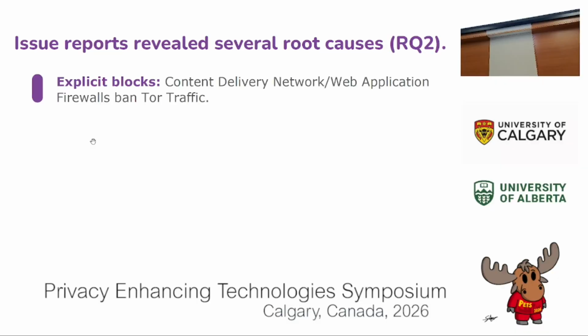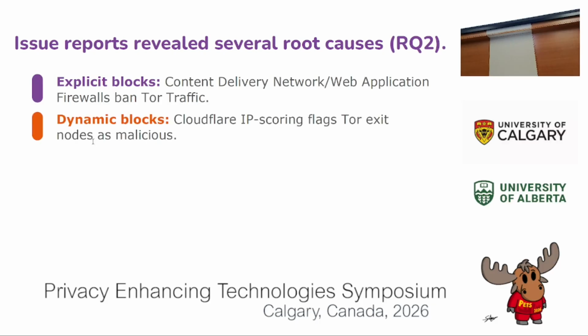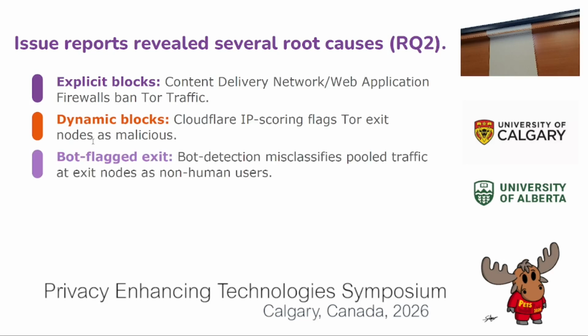So after looking at all of the data, there were several root causes that accounted for most issues experienced. The first was explicit blocks, where content delivery networks and application firewalls banned Tor traffic. For example, anything behind the Akamai network would be completely inaccessible, so good luck booking your Airbnb. The second was dynamic blocks, where Cloudflare IP scoring systems and similar systems flag Tor exit nodes as malicious, not because they know they come from Tor, but because of the traffic patterns, which inherently look different from ClearNet traffic.